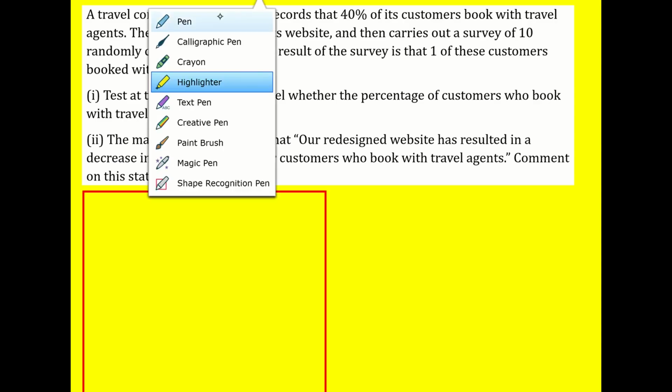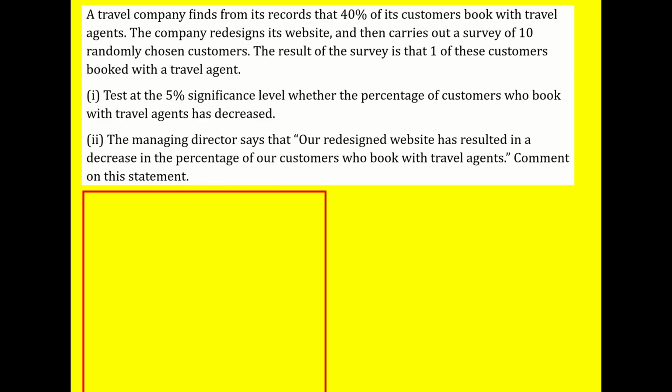Okay, here is the full thing then from scratch. This is the sort of question we get for hypothesis testing. A travel company finds from its records that 40% of its customers, I'm just going to underline that, that's going to be a key thing, book with travel agents. The company redesigns its website and then carries out a survey of 10 randomly chosen customers. The result is that 1 books with a travel agent. Test at the 5% significance level whether the percentage of customers who book with travel agents has decreased.